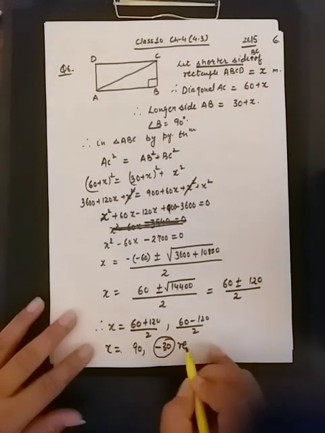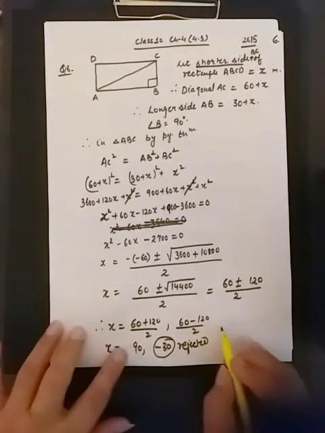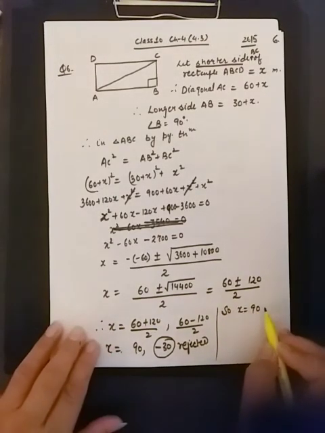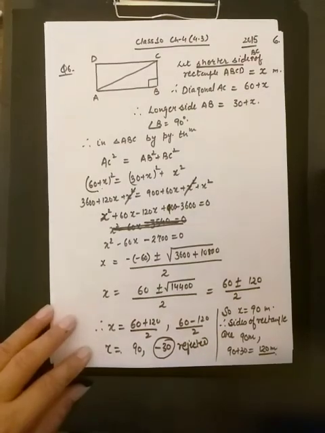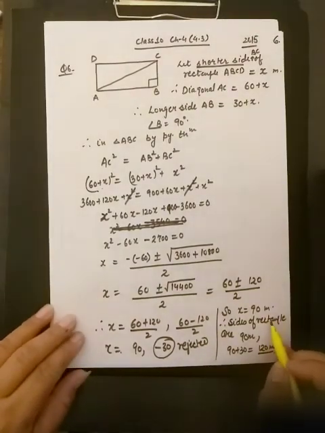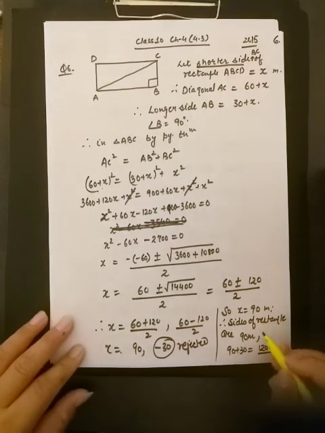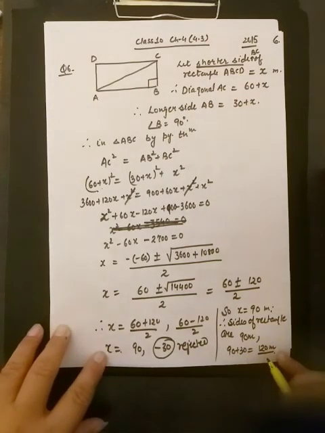Here minus 30 will be rejected because lengths are never negative. So x is 90 meters. So therefore the sides of the rectangle are, first side is 90 meters and the other side is 30 meters more than the shorter side. So that will be 90 plus 30 is equal to 120 meters.